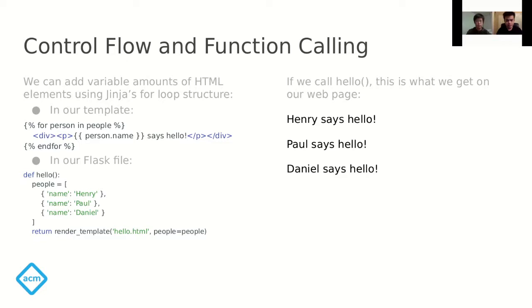Speaking of control flow, we can also have a for loop that iterates through a variable that's passed into the render template function. This is basically just a for loop like in any language. So for person in people, the people array is an array of objects with the names of different people. For each person, you render a div with a paragraph with that person's name, and it says hello. So if you run this, it will say Henry says hello, Paul says hello, and Daniel says hello.